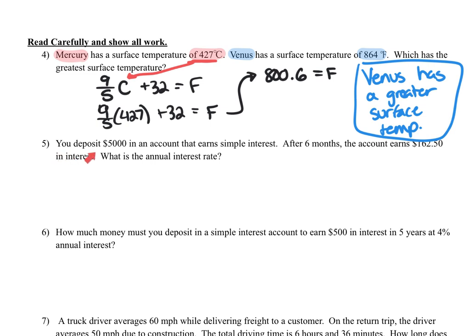Number 5, you deposit $5,000 in an account that earns simple interest. Okay, underline deposit, 5,000, underline simple interest. Those are kind of context clues, key tools that we're going to use. After 6 months, the account earns, I got to erase, $162.50 in interest. Okay, let's underline 6 months and earns $162.50 in interest. And then they say, what is the annual interest rate? Okay, when you see simple interest, out of those formulas that we were looking at, which one are we going to use?